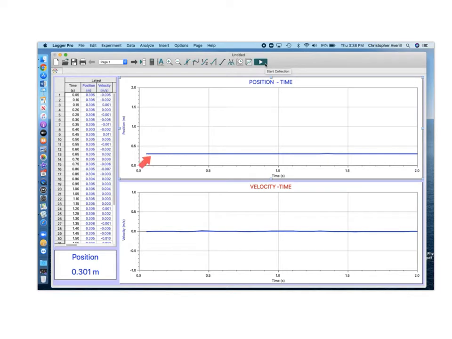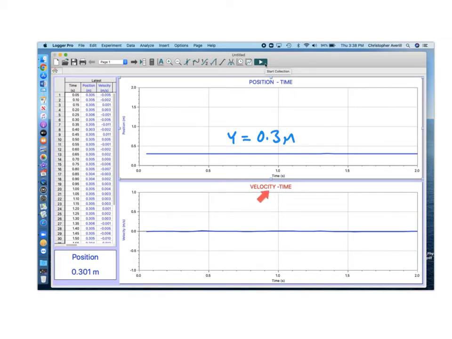Terrific. So what does this show us? Well, what this shows us is that at time 0, my position was 0.3 meters away from the motion detector. At half a second, my position was 0.3 meters away from the motion detector. At 1 second, at 1.5, at 2 seconds. So throughout this whole thing, my y equals 0.3 meters. That makes sense because I'm stationary.